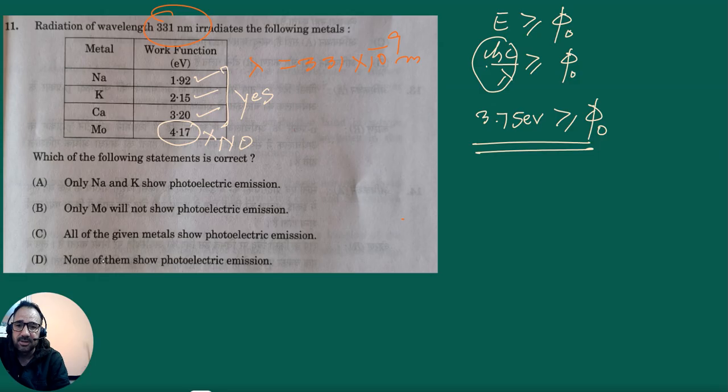So according to me, which answer is this? None of them, no. Only Mo will not show photoelectric emission. According to me, this is the right answer.